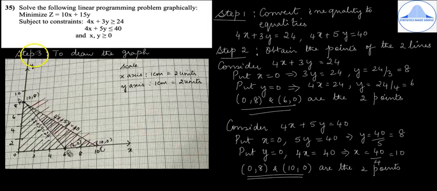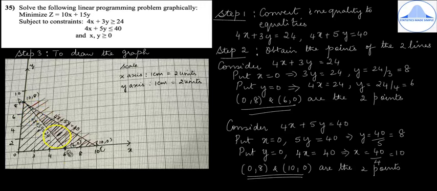Now the third step is to draw the graph. So to draw the graph, you have to take on the x-axis 1 centimeter as 2 units. So take the x-axis from 0 to 10 and the y-axis also you can take from 0 to 10. Next, to draw the line 4x plus 3y equal to 24, first we mark 0, 8 on the y-axis here and then 6, 0.